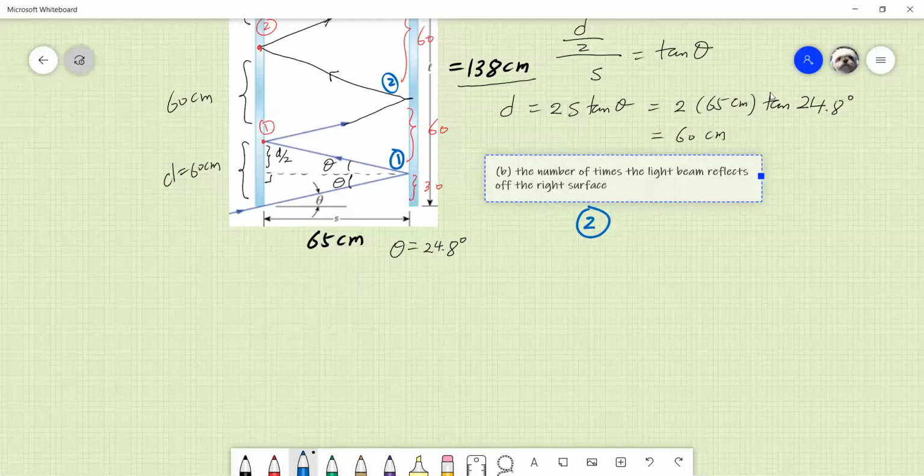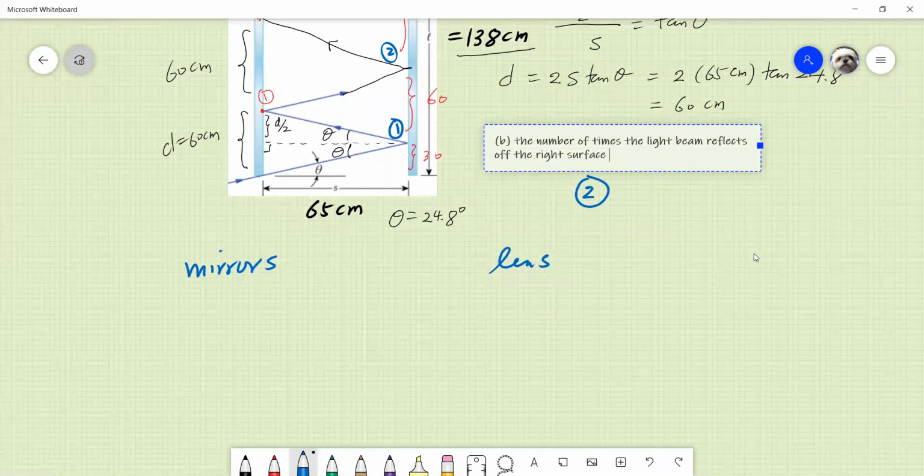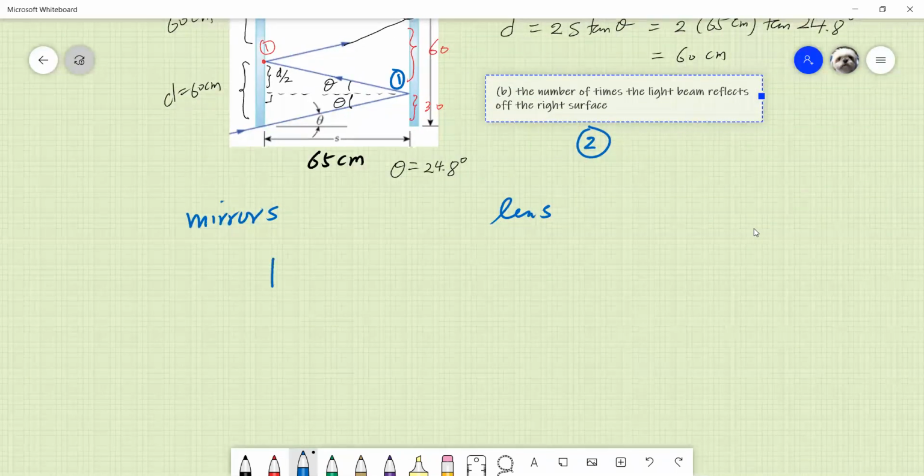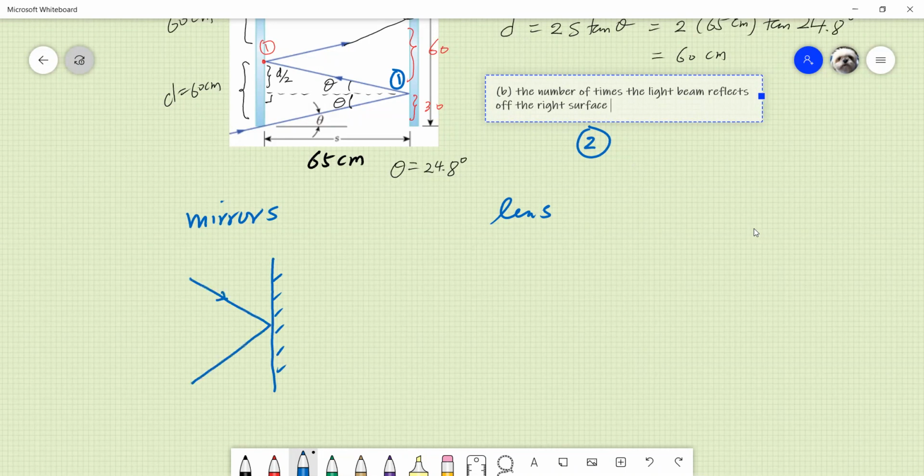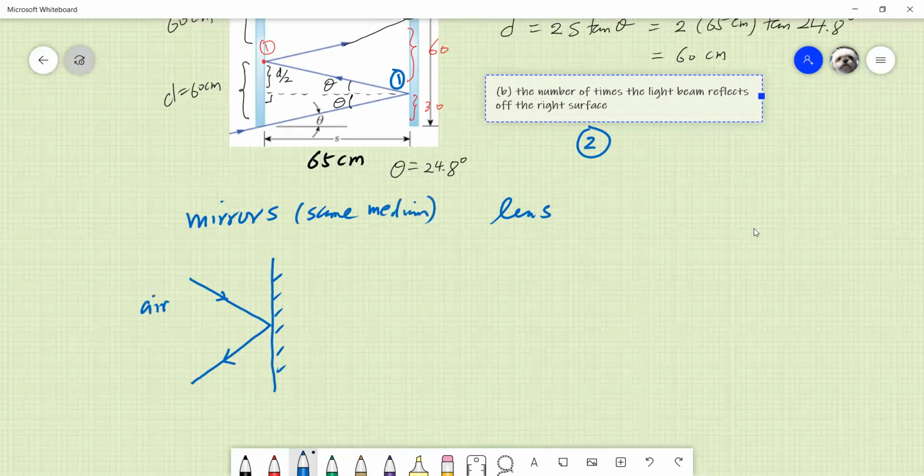We have mirrors and we have lenses. What's the difference between a mirror and a lens? Let's say I have a mirror here that reflects light. If you shine some light there, the light is going to reflect and stay in the same medium. If here is air, the reflecting light is going to stay in the air. You never see light come into a mirror and penetrate over.